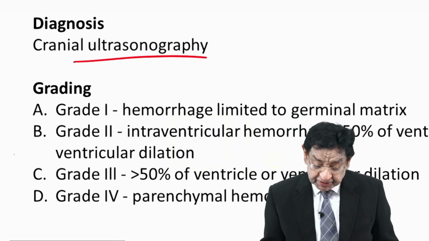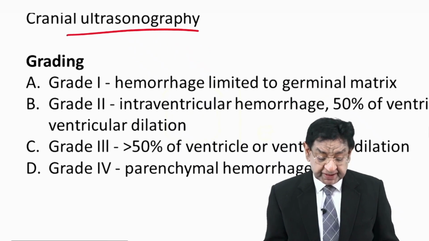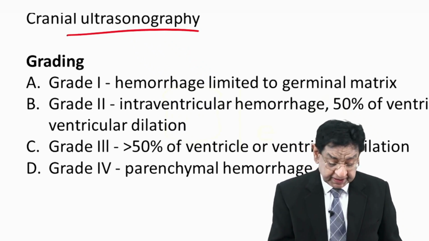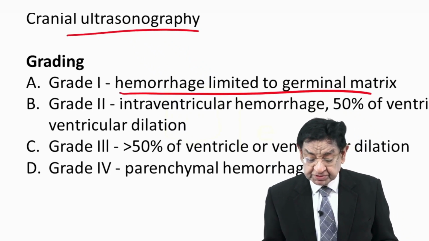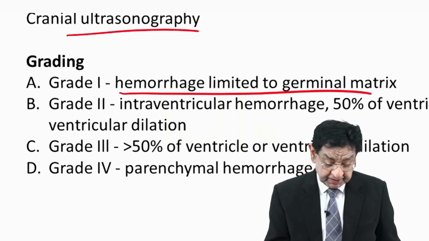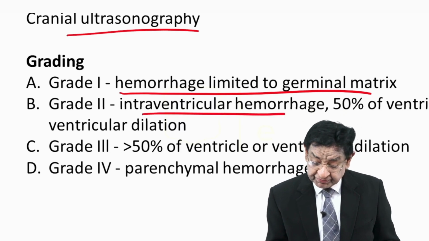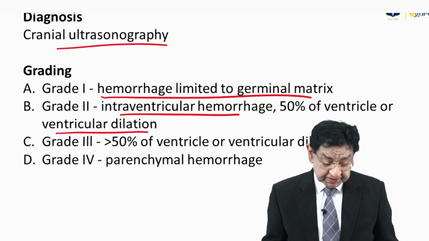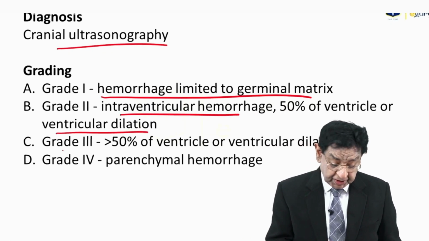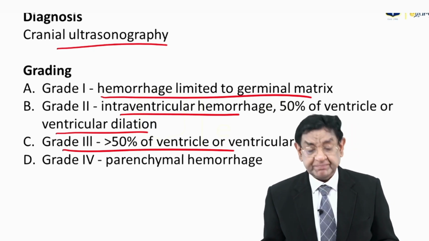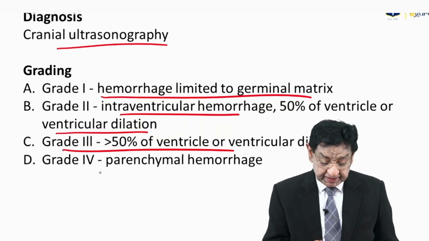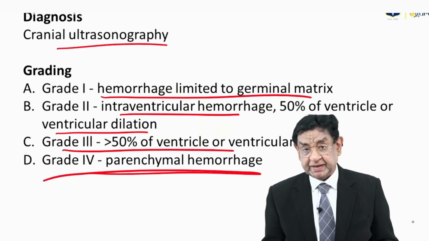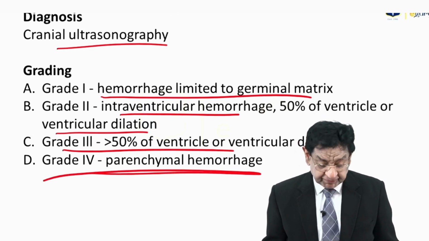Now, how do we really do the grading of intraventricular hemorrhage? Grade 1 is hemorrhage just limited to the germinal matrix. Grade 2 is intraventricular hemorrhage, 50% of the ventricle, or ventricular dilatation. Grade 3, more than 50% of the ventricle dilated. Even if there is a hemorrhage into the parenchyma also, that is grade 4.